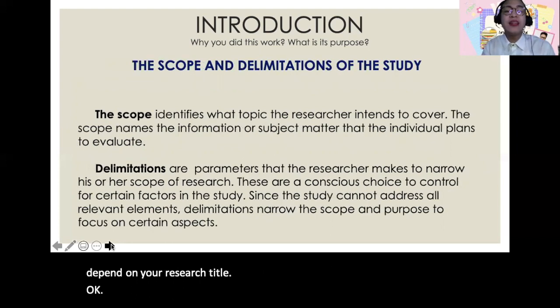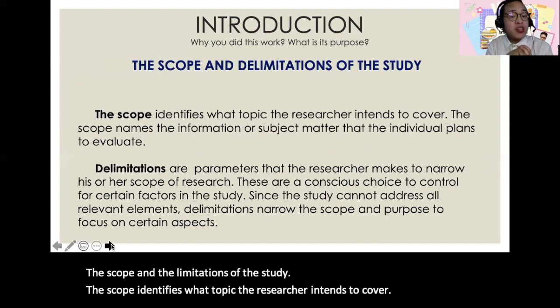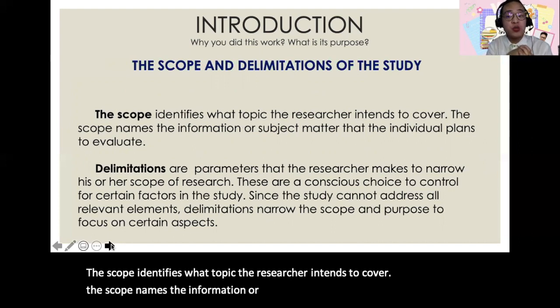The scope and the limitations of the study. The scope identifies what topic the researcher intends to cover. The scope names the information or subject matter that the individual plans to evaluate.